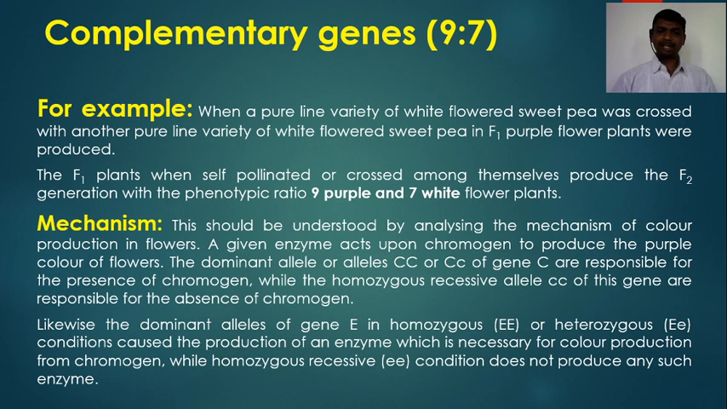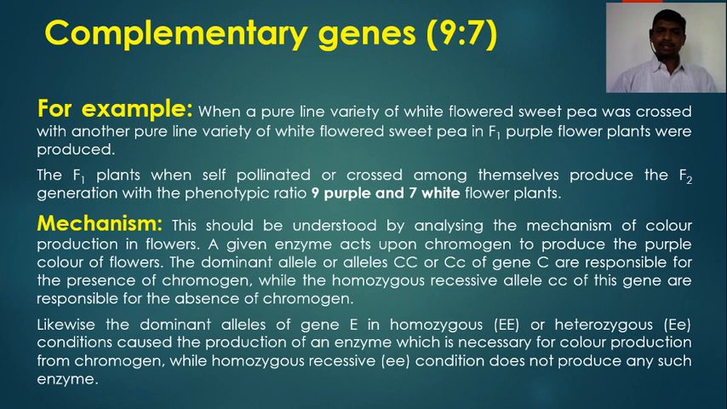So when the enzyme acts on a chromogen, it produces a color, while the homozygous recessive, that is small ee condition, does not produce any such enzyme. So homozygous recessive individuals are not able to produce the enzyme. Similar is the case of the homozygous recessive allele small cc of the other gene, which is not able to produce the chromogen. When both the genes C and E are homozygous recessive in the individual, there is an absence of chromogen and enzyme also.